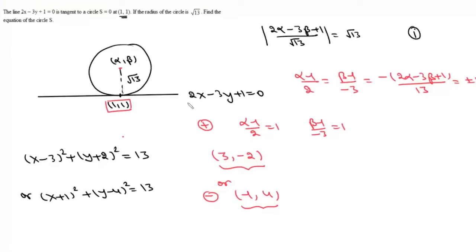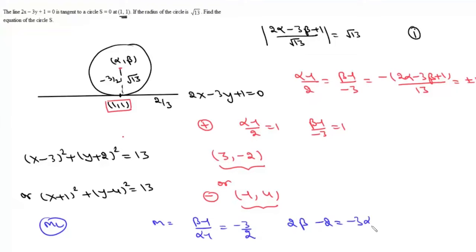Another way is, the slope of this line is 2 by 3. Means the slope of the normal will be minus 3 by 2, and this slope will be (beta minus 1) upon (alpha minus 1), and this is minus 3 by 2. So we get 2 beta minus 2 equals minus 3 alpha plus 3, or basically we can write beta equals (5 minus 3 alpha) by 2. So we have this center as (alpha, (5 minus 3 alpha) by 2).